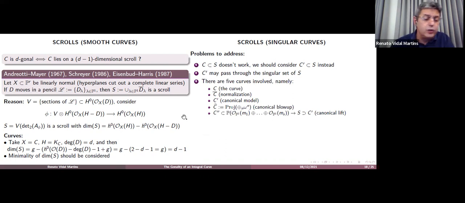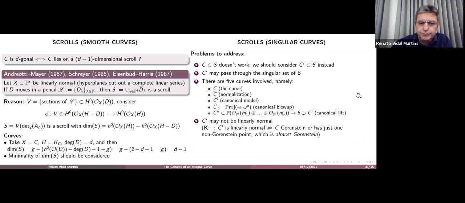Then, in the smooth case, we have only one curve, C. Here we have 5 curves to consider. The curve C bar, the normalization C prime, the canonical blow up, because this problem has its intrinsic part, and at the end also the canonical lift, which is you take C prime on a scroll and then you take the lift in the projective bundle. Okay. Other problem, C prime may not be linearly normal, a result by Steve and I. C prime is linearly normal if and only if C is Gorenstein or has just one non-Gorenstein point, which is almost Gorenstein. The problem here is not, well, what is almost Gorenstein? But I'm just stating this to see that this thing is rare.